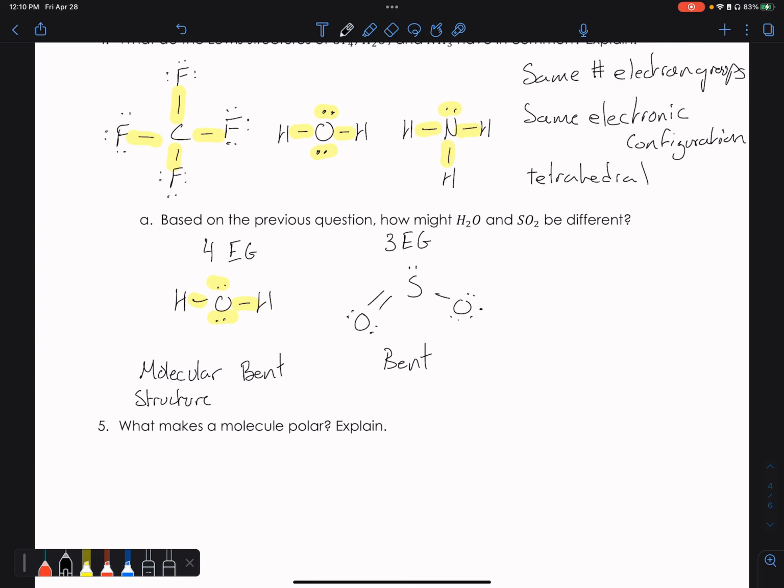And because of that, the angles between each of those electron groups end up being different. So here, this is bent, but its electron configuration, or rather electronic structure, is going to be trigonal planar. And so it's going to have a bond angle of 120 degrees. Whereas this will be something closer to 109.5 degrees between each of those.